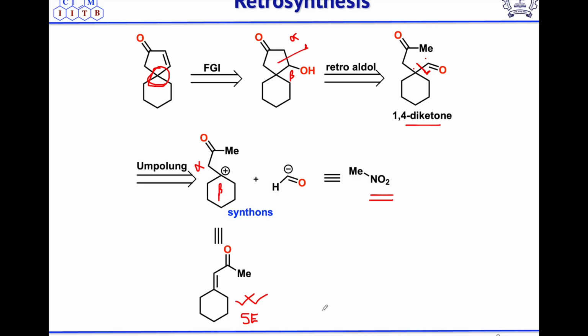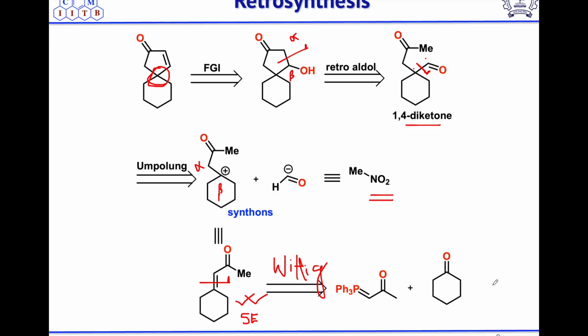Now again, how can we get this? This is the olefin, and we could synthesize the olefin by a Wittig reaction, using this Wittig ylide and cyclohexanone, this carbonyl compound. So this is the ylide and this is the carbonyl compound. In forward synthesis, this is the retrosynthetic analysis.